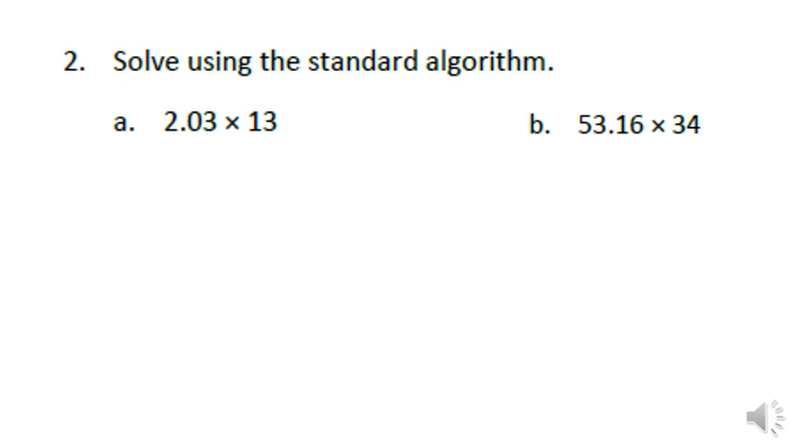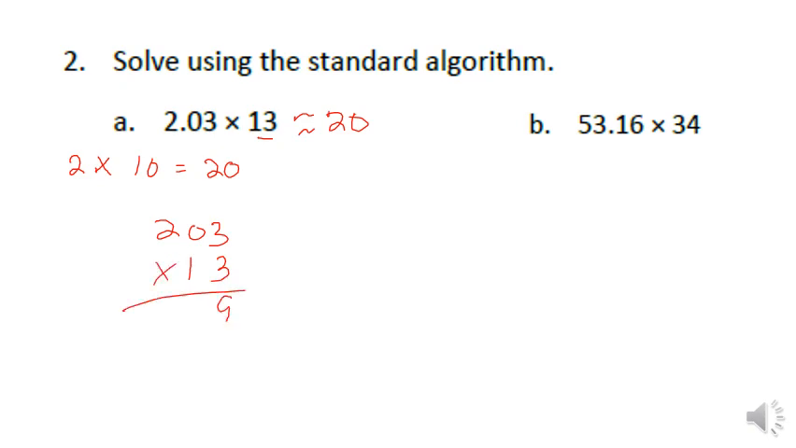Solve using standard algorithm. Well, first thing we are going to do is we're going to do an estimate. So I have 2 and 3 hundredths, which I'm going to round to 2, times 13 is closer to 10. So I know my estimate is 20. So I know this is going to be approximately 20. So now I'm going to go ahead and strip the decimal out. We have 203 times 13. 3 times 3 is 9. 3 times 0 is 0. 3 times 2 is 6.